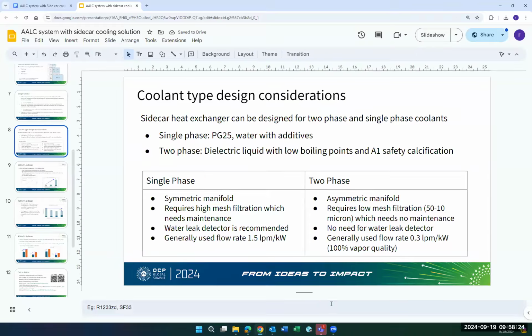Also, small question, why no need for a water leak detector? In the two phase, there is no water in the system. Yeah, but what happens if some leakage happens? It evaporates. Yeah, so which means that you need a leak detector.